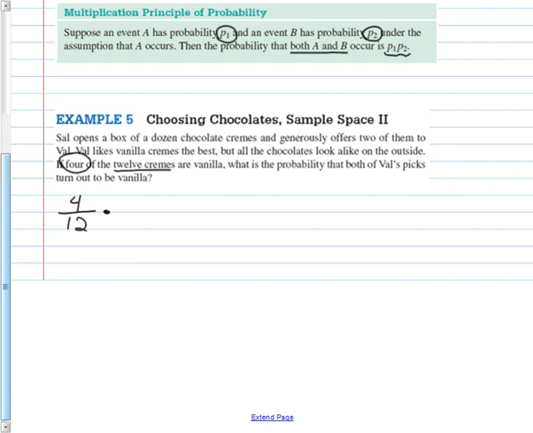Times, now we're going to do it the second time, assuming she drew a cream vanilla. What's the probability the next time when she reaches in? 3 out of 11. There are 3 ways to get what she wants, and now there's a total of 11 because 1 is gone. If I multiply this together, 4 times 3 is 12, and 12 times 11 is 132. Is that right? Yeah. And if I divide this by 12, same answer. So both of these are valid. You can think of it either way. You will get the same answer.